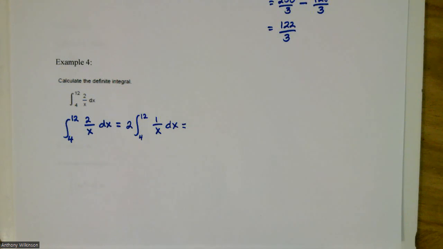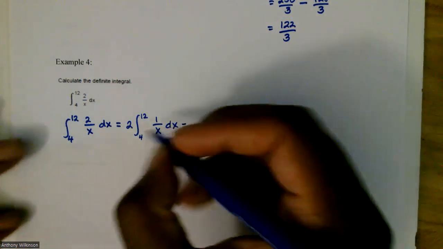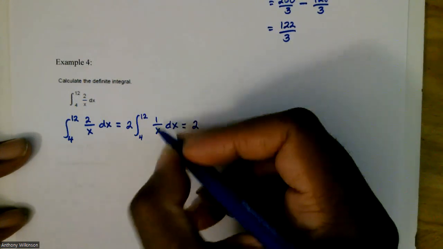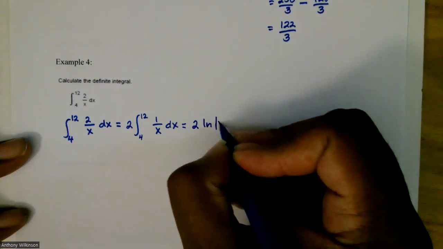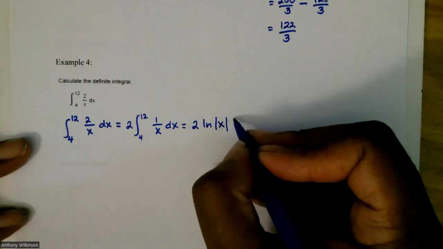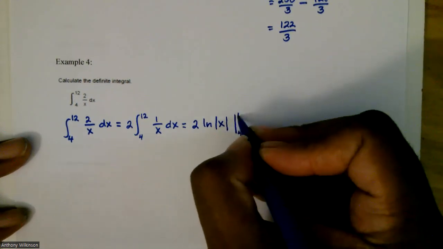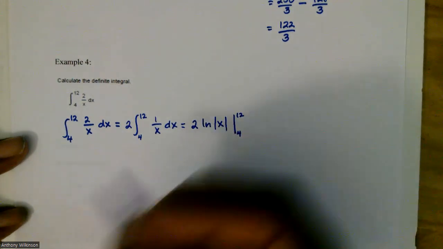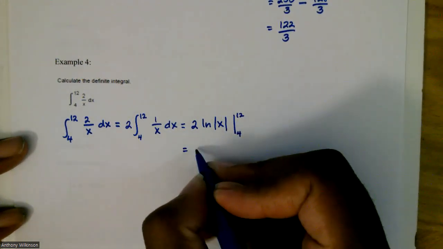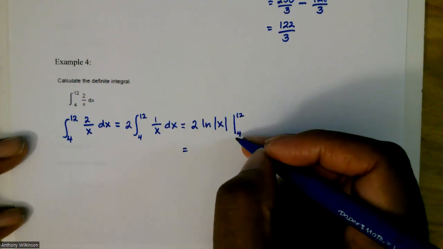And if you recall back in section 5.1 and 5.2, when we were dealing with integrals like this one, the integral of 1 over x dx is going to be the natural log of the absolute value of x. So let's bring over the 2, integrate 1 over x dx. It'll be the natural log of the absolute value of x. And this will be from 4 to 12. So now we got the upper limit minus the lower limit.